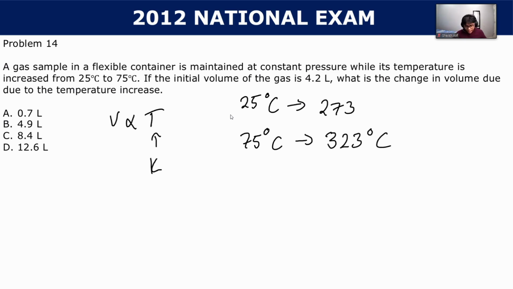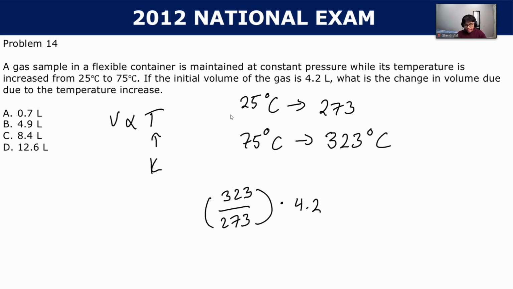And so what this tells us is that since the temperature is being increased by a factor of 323 over 273, the volume is also going to change by a factor of that. So if we're trying to calculate the new volume, we would just multiply this factor by the initial volume. And if we do that, we're going to get 323 divided by 273 times 4.2.